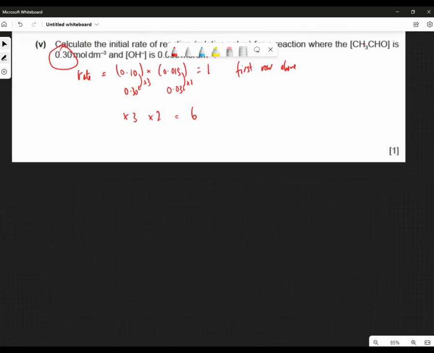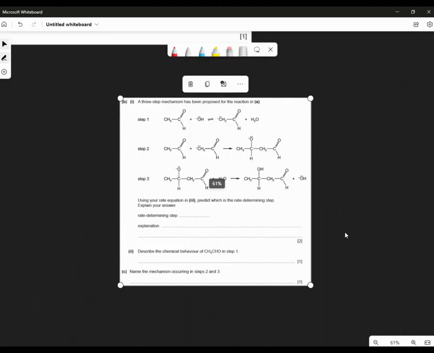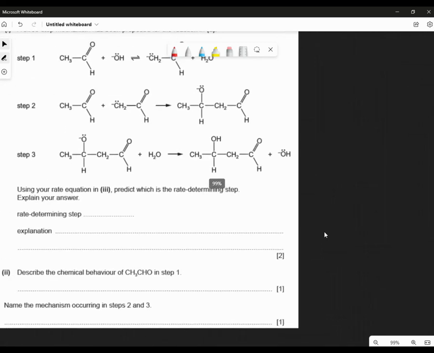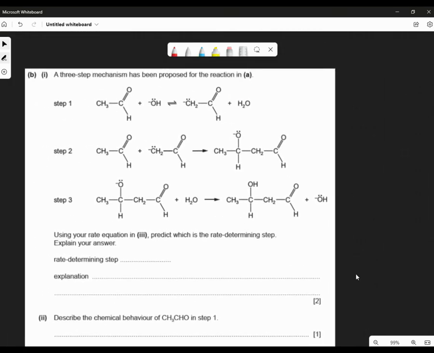Now, where are we? We've done that one. Now, this is the interesting bit, I think. I'm going to paste this there and make this bigger. All right, a three-step mechanism has been proposed for the reaction. Using your rate equation, predict which is the rate determining step.